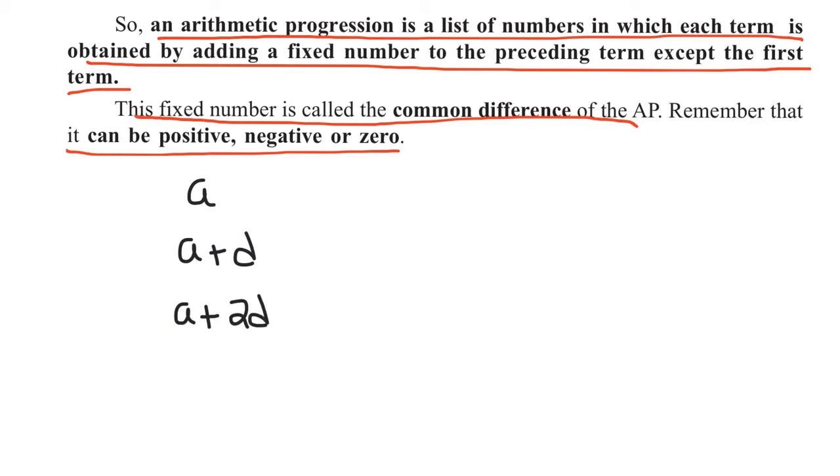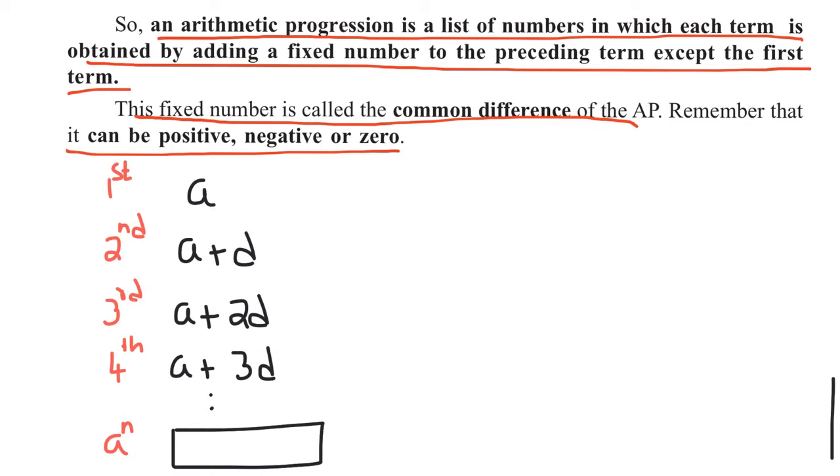What will be our fourth term? We will add D to the third term. So it will be A plus 2D plus D. It will become A plus 3D. And so on. What will be our nth term? Our nth term, we will figure it out. Can you guess what will be our nth term? Let us see how we go about it.